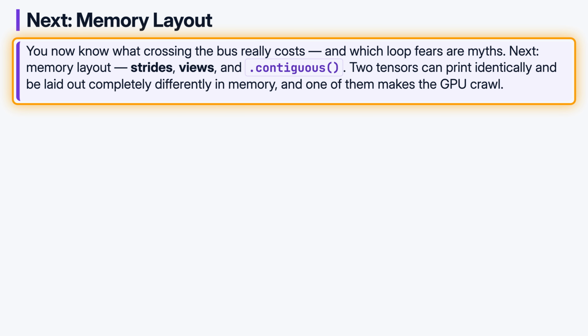You now know what crossing the bus really costs, and you know which loop fears are myths. Next up is memory layout, strides, views, and contiguous. Two tensors can print the same and sit very differently in memory, and one of them makes the GPU crawl.